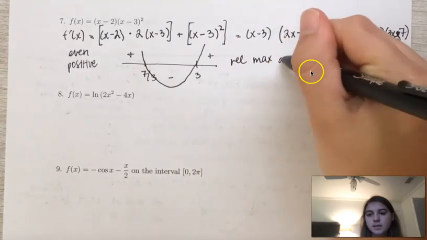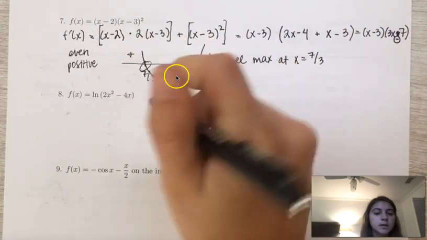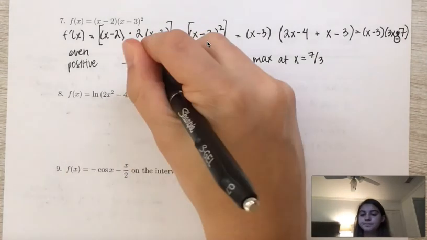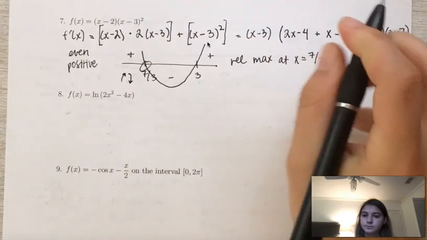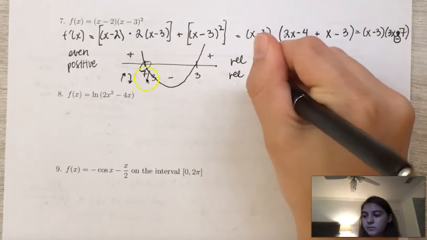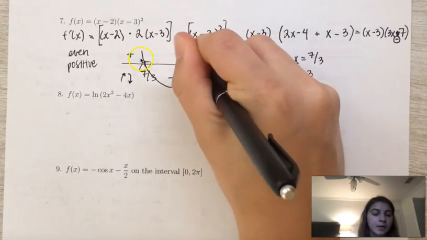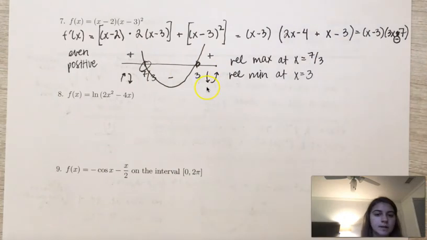So our rel max is where f prime goes from positive to negative. That happens at 7/3. And our rel min is where it goes from negative to positive. That happens at 3. And here's our just friendly little reminder of what f is doing when f prime goes from positive to negative, or negative to positive.